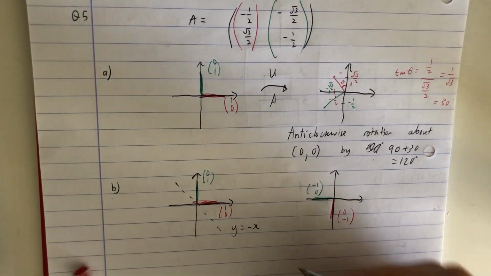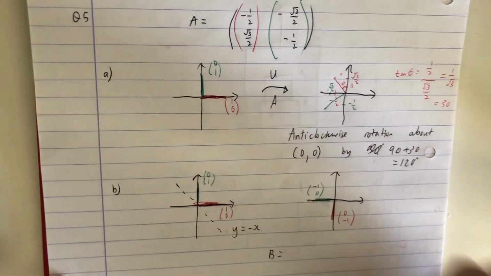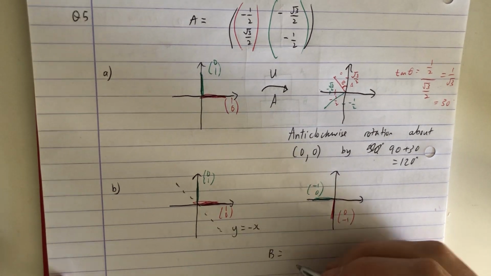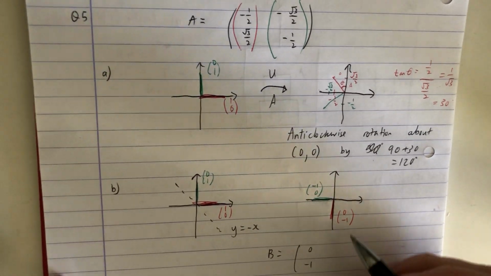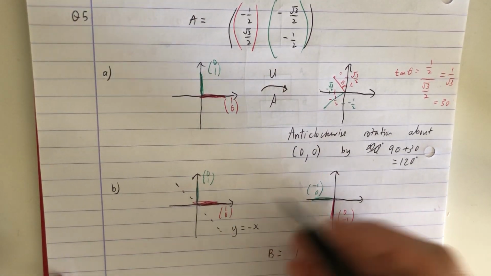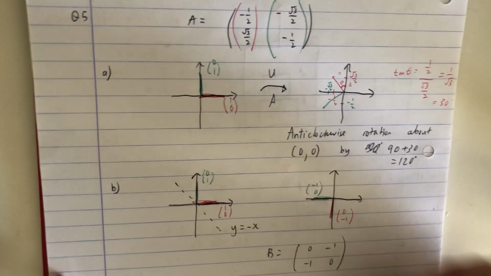And matrix B would be the image of red and the image of green, like so.